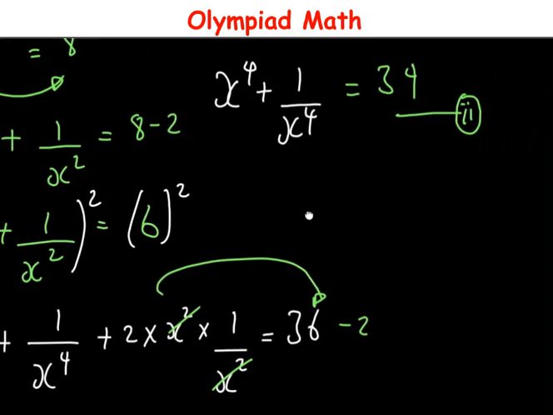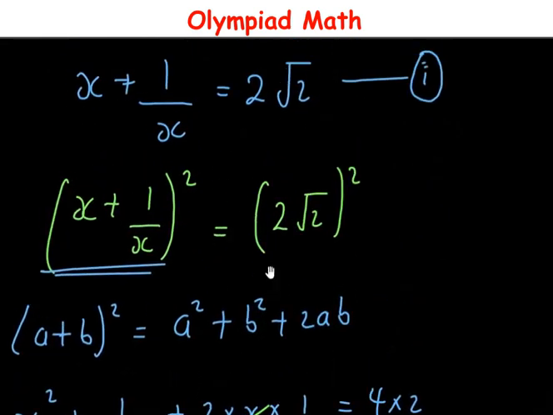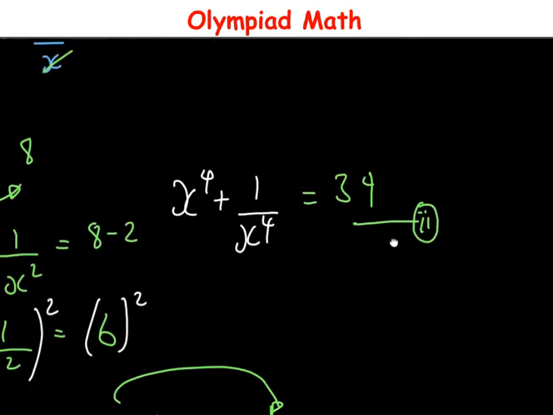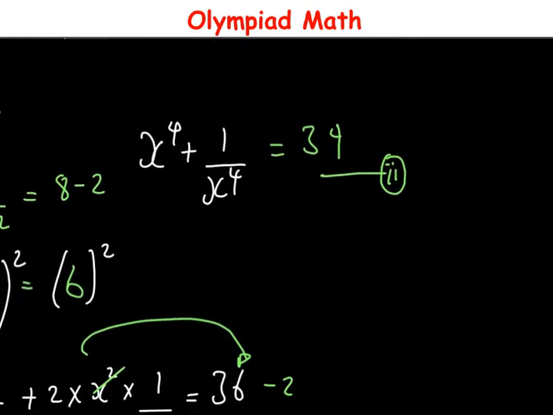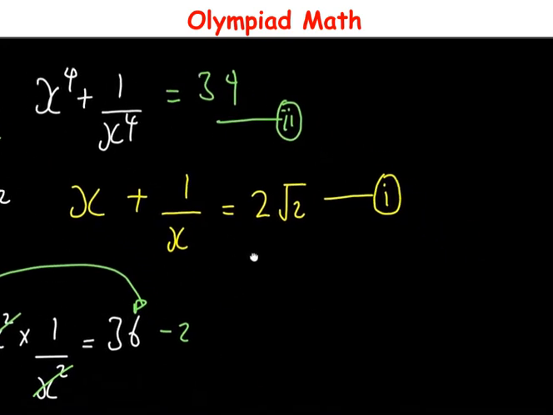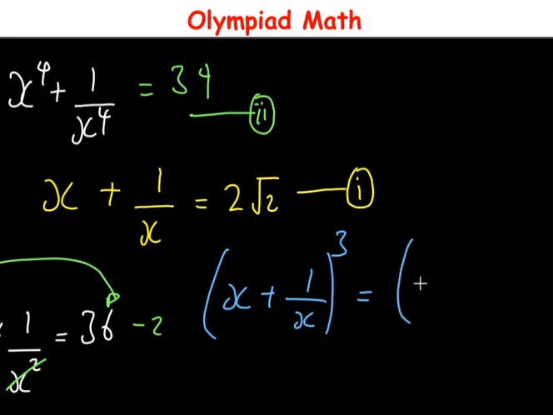Now, since we have equation 2, don't forget that for equation 1, we got x plus 1 over x equals 2 root 2. So writing this down, equation 1 is x plus 1 over x equals 2 root 2. This is simply equation 1. The next thing we're going to do is to cube equation 1. So simply, we're going to cube x plus 1 over x, all raised to power 3 equals, in brackets, 2 root 2 all raised to power 3.